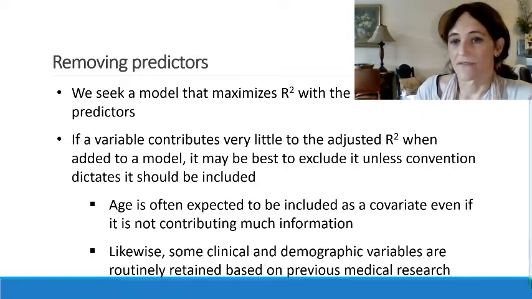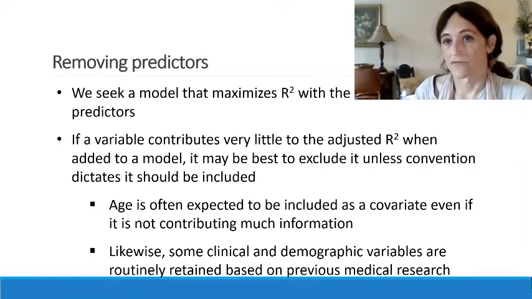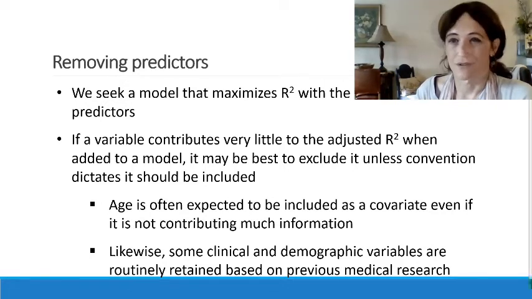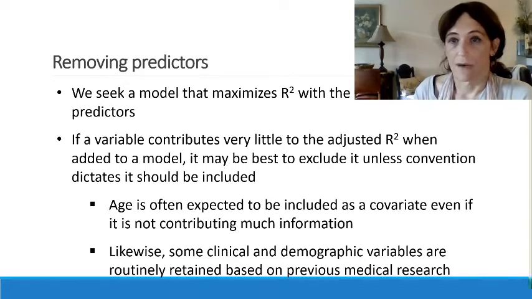Likewise, some clinical and demographic variables are routinely retained because of previous medical research. It wouldn't make sense, for example, to not have sex in a study of heart disease, where there might be very different effects if we don't consider sex, or many other outcomes could be different as well. So you can use the literature to help guide you as far as what to include. But again, you could also do it based on some sort of working theory or conceptual model that you have about what's important in terms of the outcome.